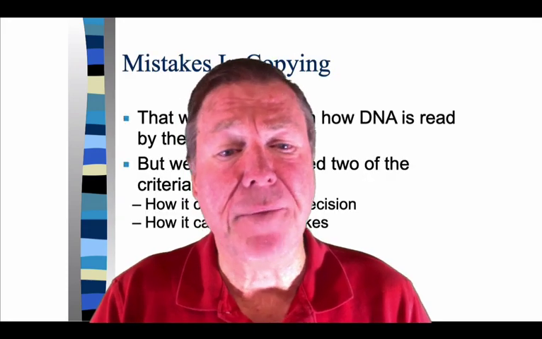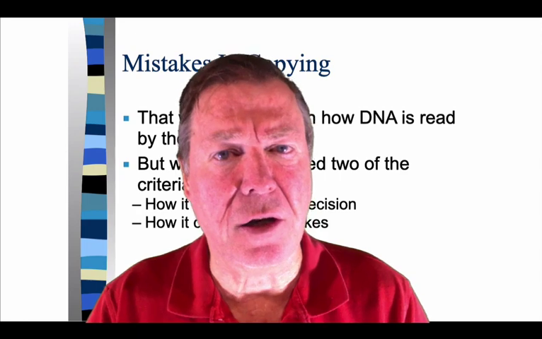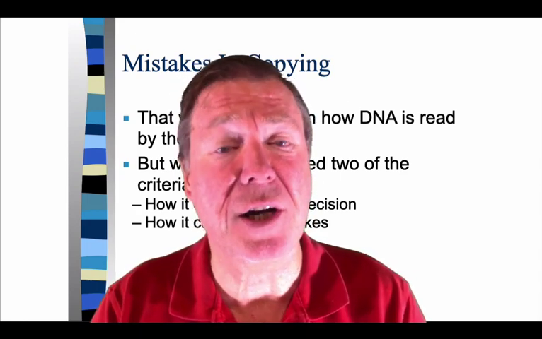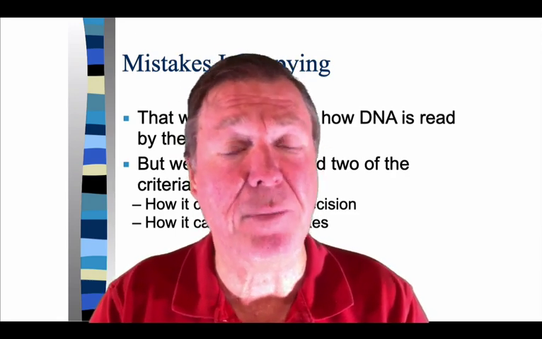We've already talked about the structure of DNA, the history, what Watson and Crick needed to do. It needed to be able to store information, to be able to copy itself with precision, to be able to make mistakes, and to be able to be read. We talked about the structure.